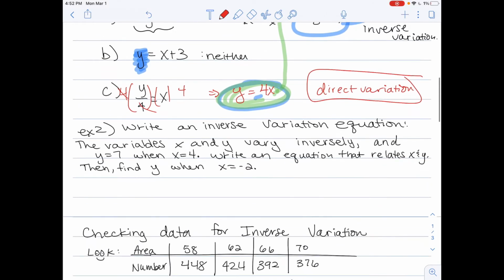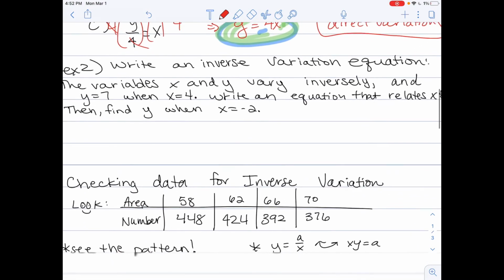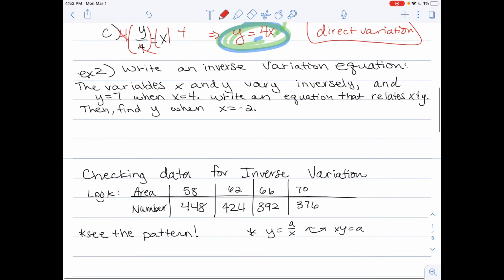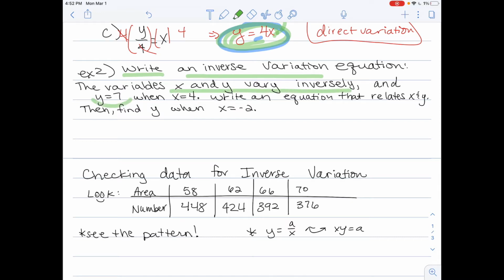Okay. All right, so this example number 2 is kind of specific, and we want to break it down into 2 different parts. The first thing they are asking is to write an inverse variation equation if variables x and y vary inversely and y equals 7 when x equals 4. Secondly, they want you to write an equation that relates x and y and then find y when x is negative 2. So first things first, you break this up into 2 parts.